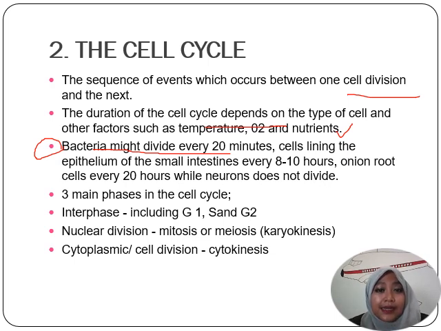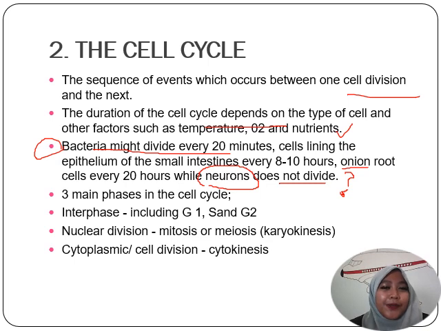Okay, the cell lining of the epithelium in our small intestine might divide every 8 to 10 hours, not 24 hours, meaning that in a day they will divide twice. Onion root divides every 20 hours, and surprisingly, the neuron, which is our brain cell, does not divide at all. I will leave it to you to find out why the neuron does not divide.